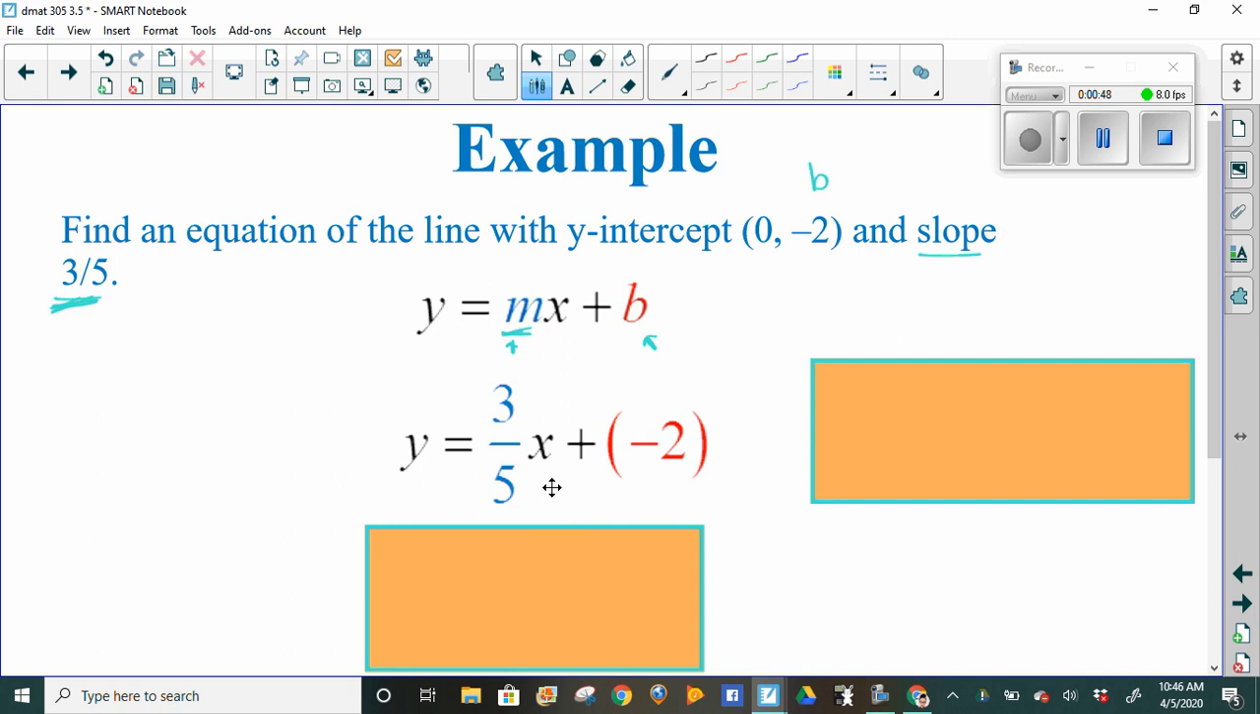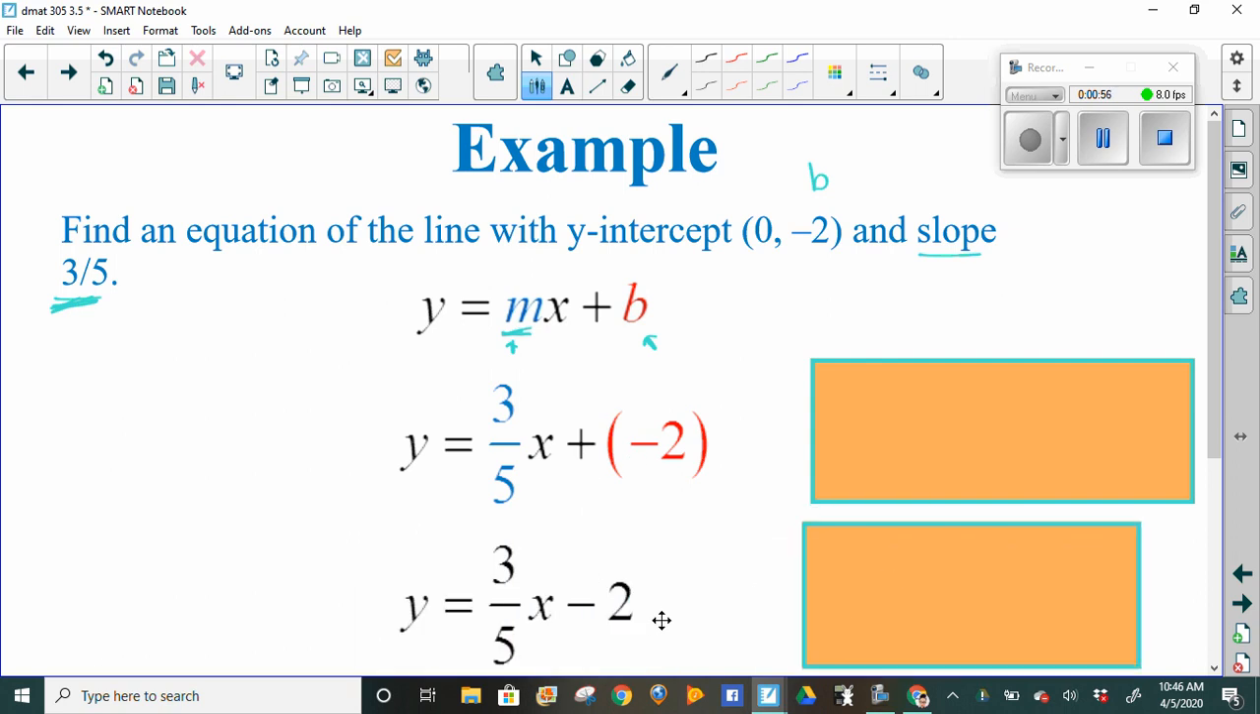So now all you got to do from this point is just clean it up. Get rid of double negatives, things like that. So we know that when we plus a negative, it just becomes minus. So here is your equation of a line. If I give you the slope and the y-intercept, then you can give me an equation. If I give you an equation, you can give me the slope and the y-intercept.